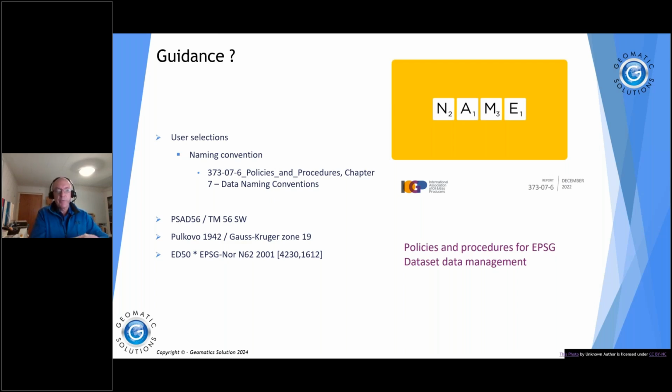The last example we have down there, where it says ED50 star EPSG NOR N62 2001 with a bracket and some numbers, is what's called a bound CRS. And this is a bound CRS of geographic ED50 2D together with a transformation. And this transformation is given by a description string. So it's created by EPSG. It's valid in Norway, north of 62 degrees, and it was created in 2001.